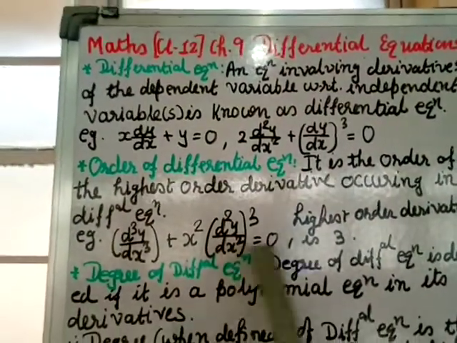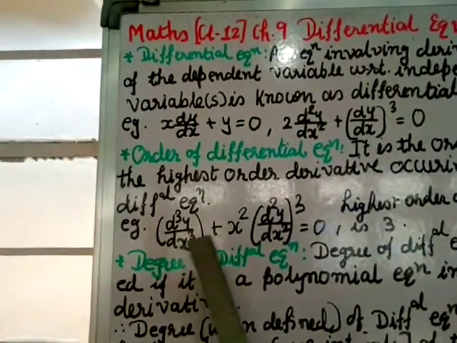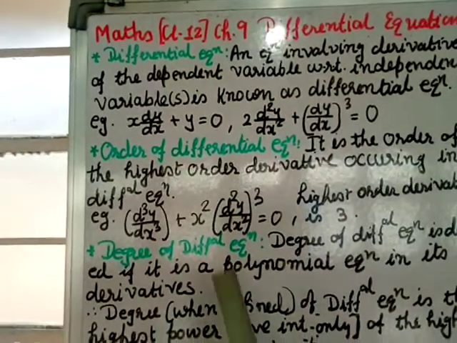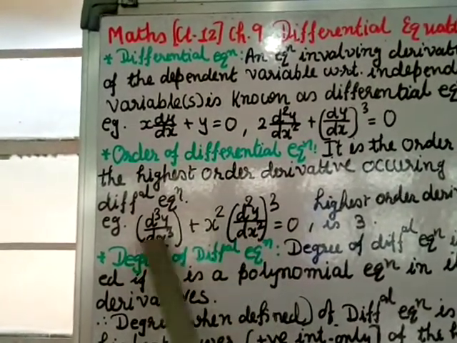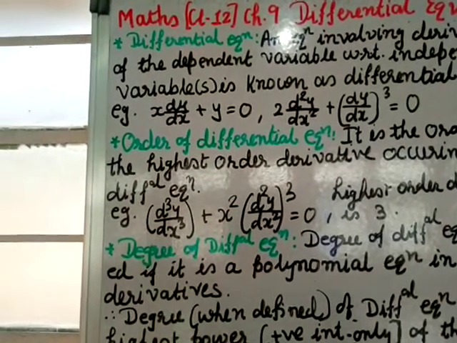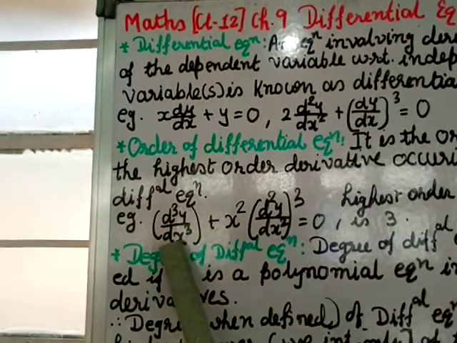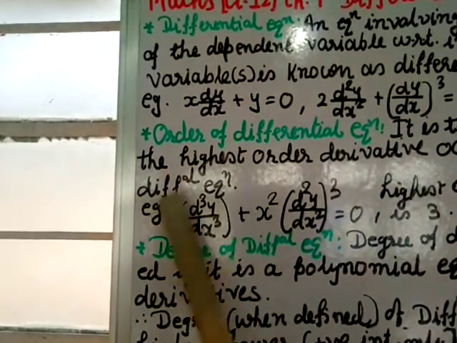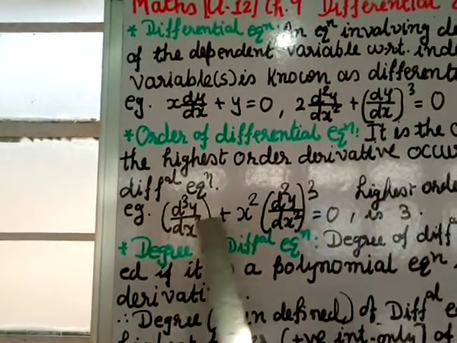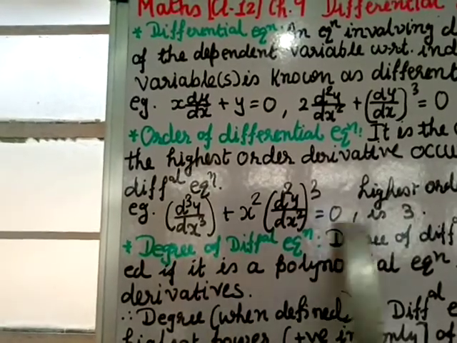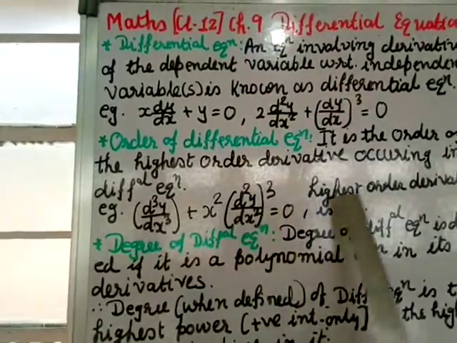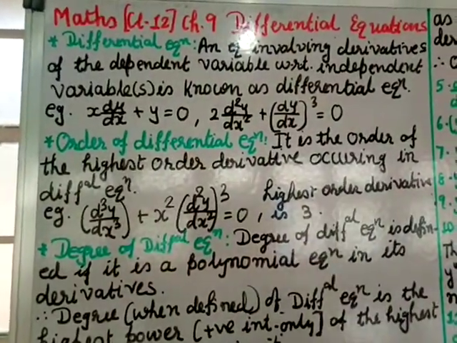Now I have taken one more example here, d cube y by dx cube plus x square (d square y by dx square) power 3 equal to 0. Here this is the second derivative, and this is the third derivative. So this is the third order, right? So this will be taken as the order of this differential equation. Third is the highest order occurring in this equation. So the order of this differential equation is 3. Highest order derivative is 3, so order is 3.